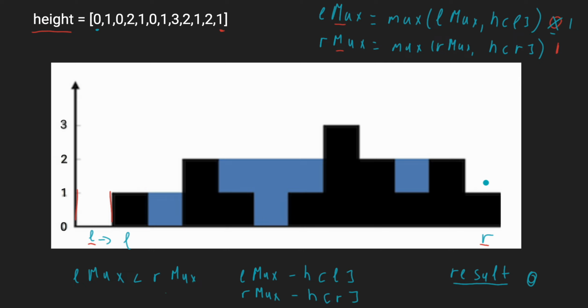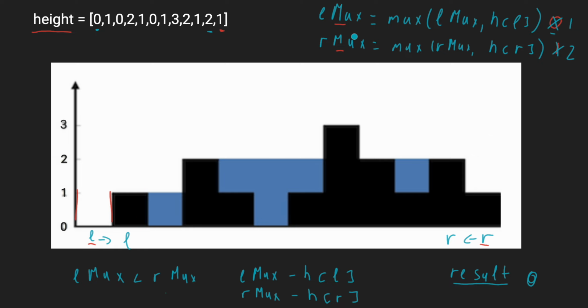So we are starting to move our right pointer. Can we trap water here? The Rmax equals 1, and the value is 1, so 1 minus 1 gives us 0. So we move our right pointer, and we cannot trap water here. At this position, we update our Rmax because our Rmax was 1 and the current value is 2, so we update that to 2.